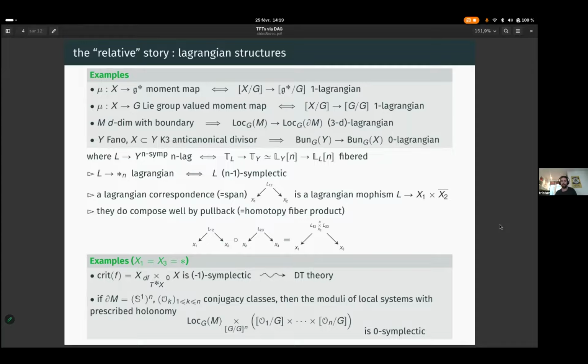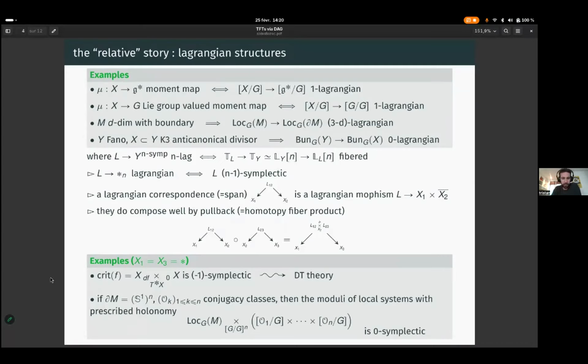So before applying these to TFTs, let me give you a pair of examples which are actually obtained in the case where x1 and x3 above are just points. That gives you a very famous example, which is the critical locus. So here, this is the derived critical locus. Okay, when you take the truncation, you get the usual one.